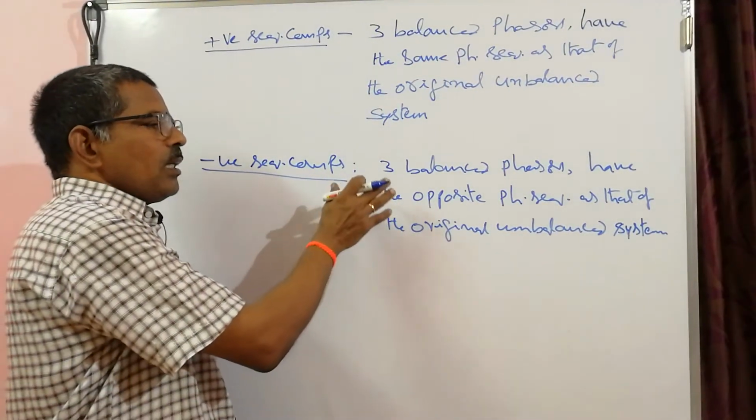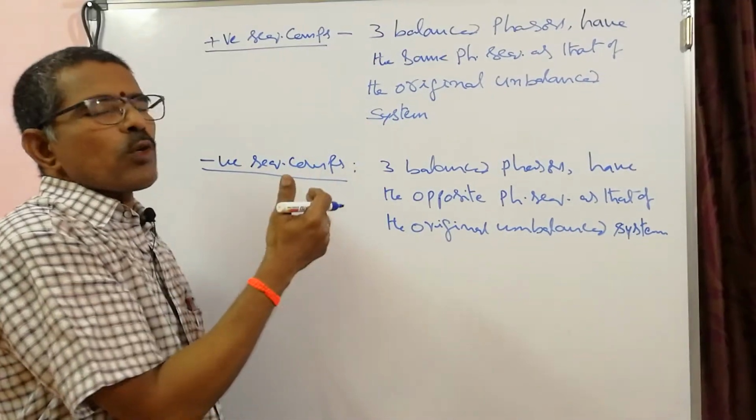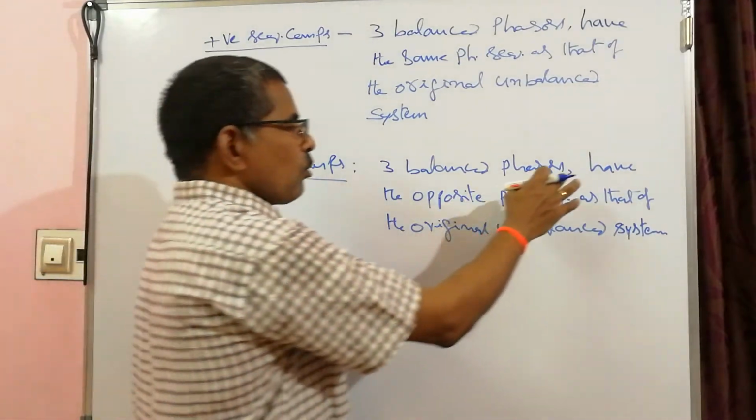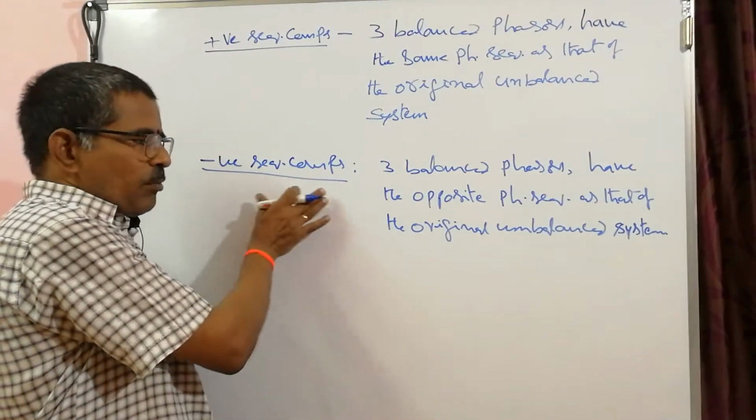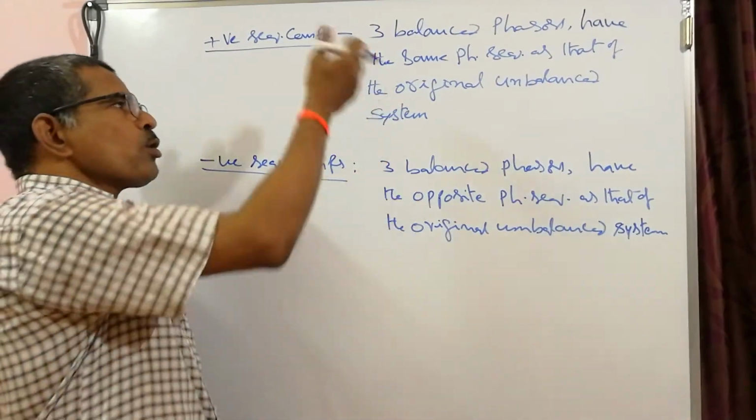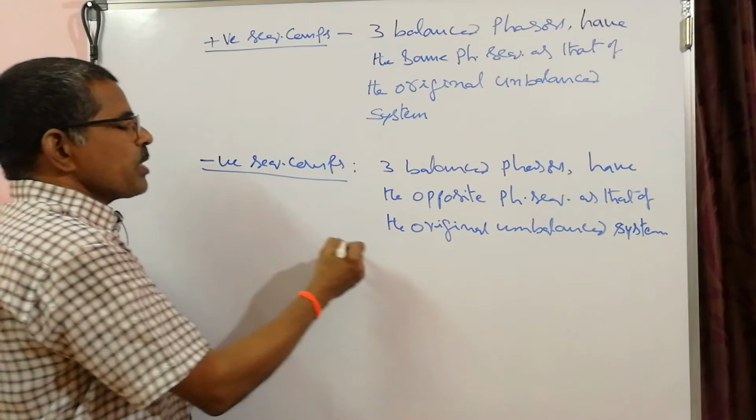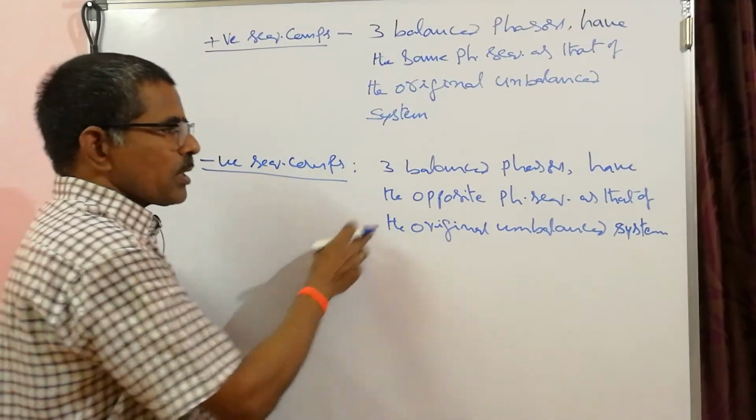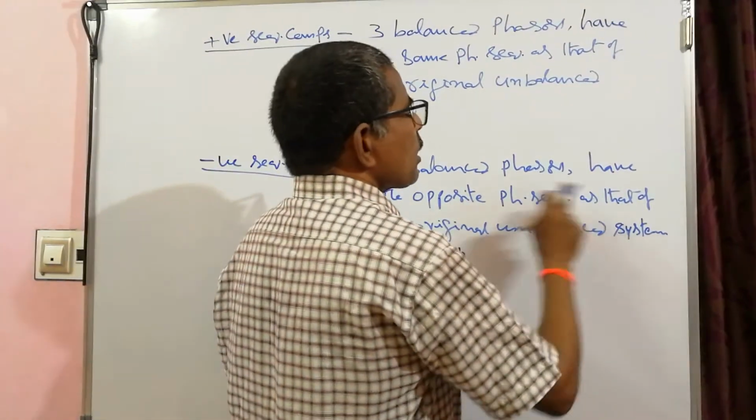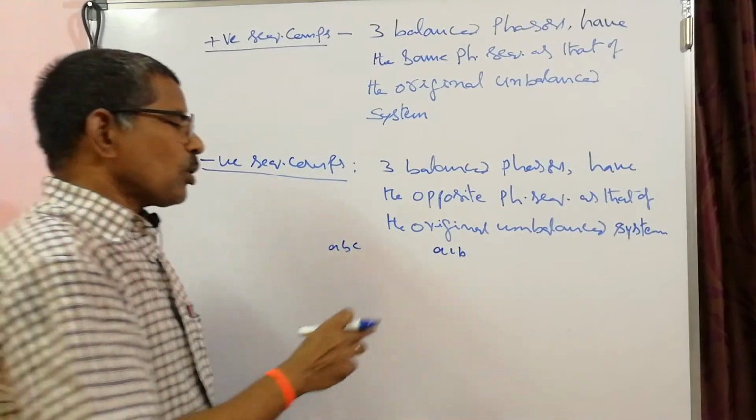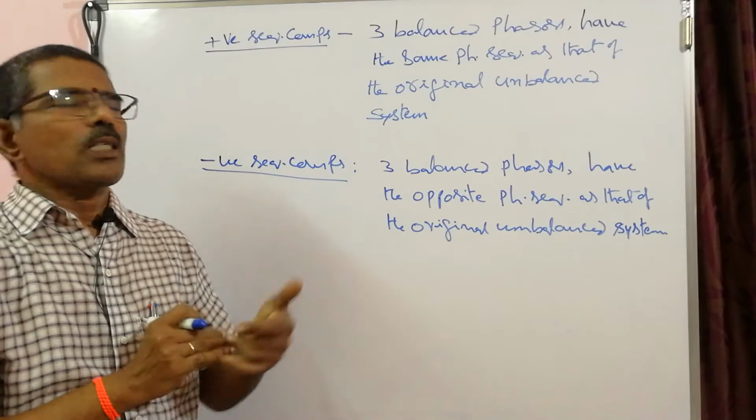So, these are again 3 phasors which are balanced, that means having equal magnitudes and spaced at 120 degrees with respect to each other, and have the opposite phase sequence. The phase sequence that these phasors follow is opposite to that of the original unbalanced system. So, if the original unbalanced system is ABC, this follows ACB. It follows the opposite phase sequence. Okay. So, if the original unbalanced system is ACB, this follows ABC. That is all the difference.